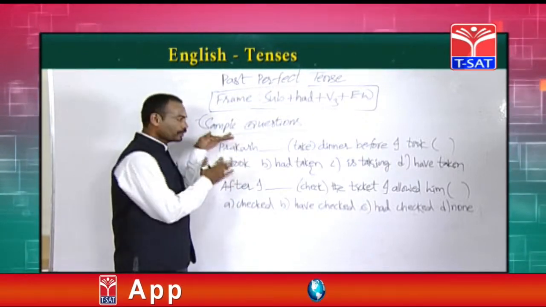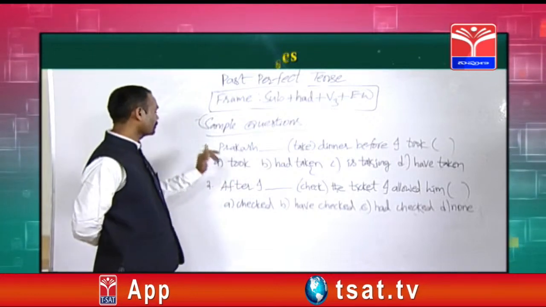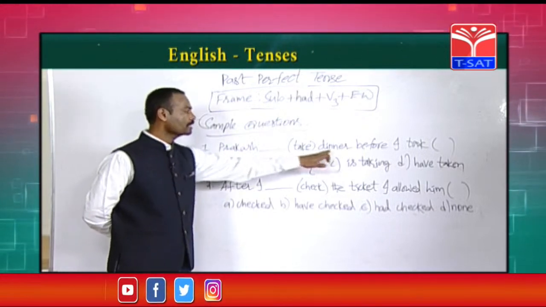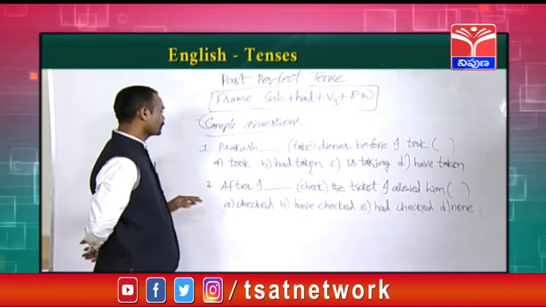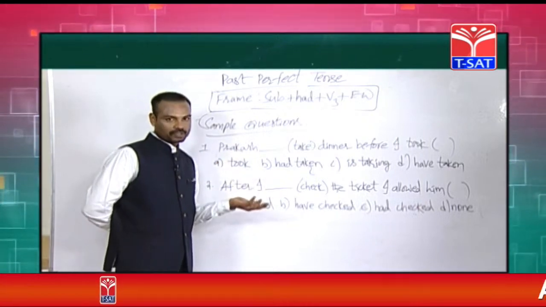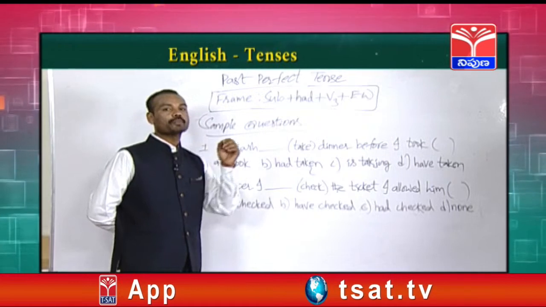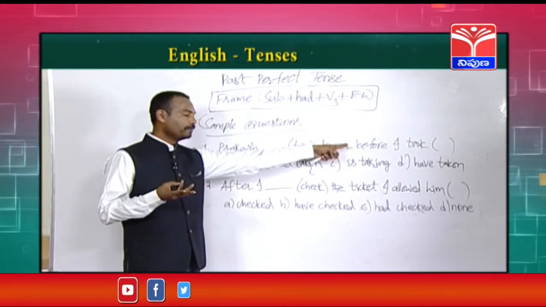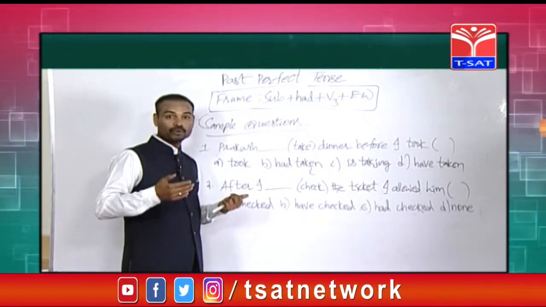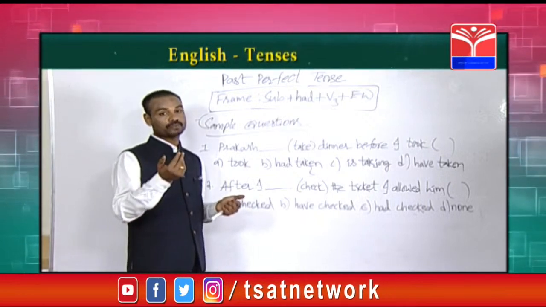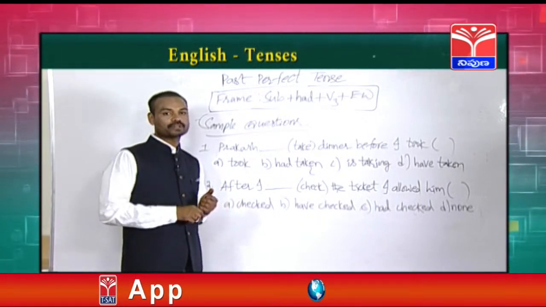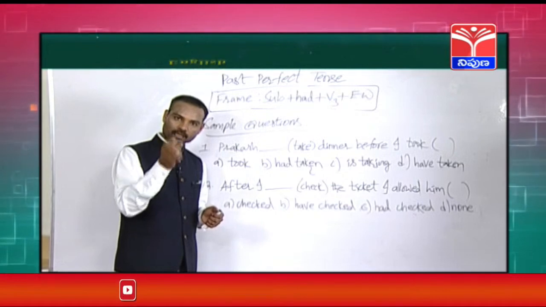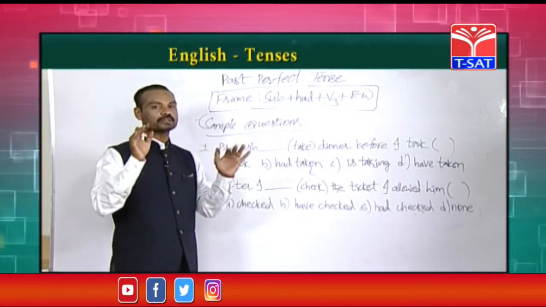From past perfect tense, questions will be given like this. Let's see example number 1. Prakash dash, under the bracket they have given one verb here, that is take, dinner before I took. So in every tense there will be some keywords. Now I am going to tell you the keywords of past perfect tense. In past perfect tense we can use before, after, by, and sometimes when also. So there are 4 keywords in past perfect tense. They are before, after, when and by.